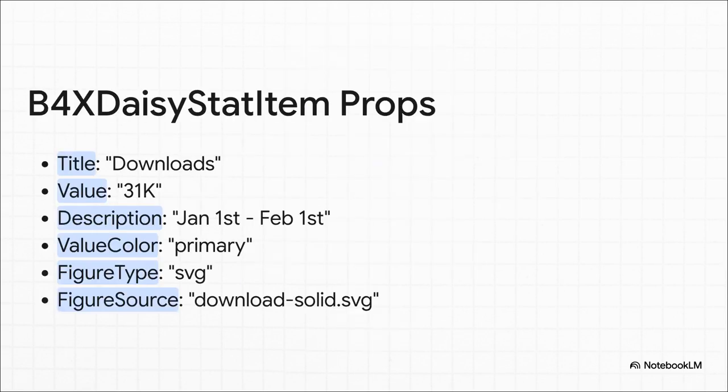Well, here's your answer. The B4XDaisy stat item component. You don't build this thing from scratch, you just feed it the properties you see here. The title, the value, the little description, they're all just simple properties. You want an icon? Just set the figure type to SVG and give it the file name. It's designed to make data visualization incredibly fast and easy.